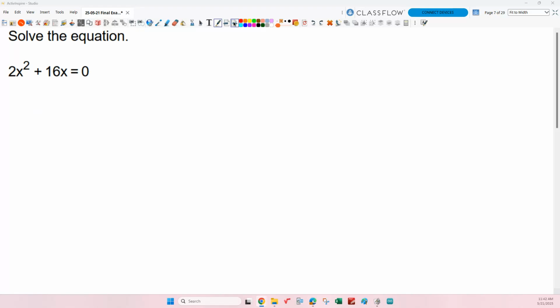Okay, what about this one? I could divide it by 2. Do you want to do that? We can't divide by our variable, because then we'd lose a solution, but we could factor it out. So if we factor out a 2x, we have what on the inside? X plus 8 equals 0. So then what are my two solutions? 0 and negative 8.